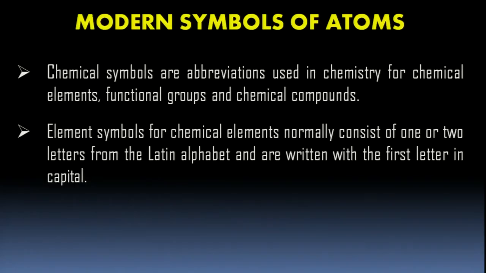Now, how were the changes done? The things we are following now are the changed ones. Modern symbols of atoms. What are the modern symbols? Chemical symbols are abbreviations used in chemistry for chemical elements, functional groups, and chemical compounds. Element symbols for chemical elements normally consist of one or two letters, from the Latin alphabet, and are written with the first letter in capital. I will show you examples of the symbols we are using nowadays.